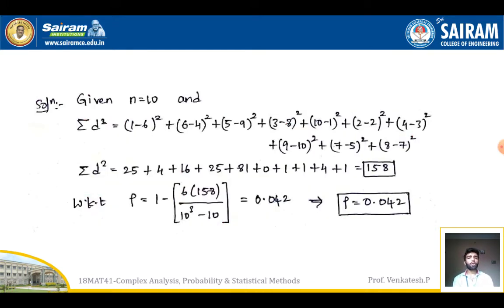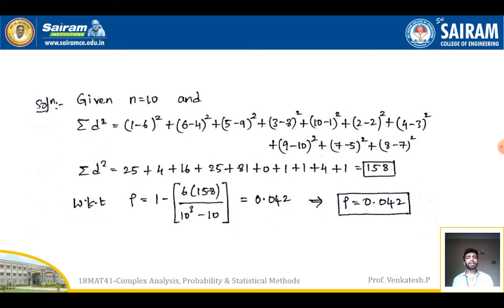Given n is equal to 10, and summation di square is found by taking the difference between each pair of values and squaring it. 1 minus 6 whole square plus 6 minus 4 whole square plus 5 minus 9 whole square plus 3 minus 8 whole square plus 10 minus 1 whole square plus 2 minus 2 whole square plus 4 minus 3 whole square plus 9 minus 10 whole square plus 7 minus 5 whole square plus 8 minus 7 whole square. So summation d square is equal to 25 plus 4 plus 16 plus 25 plus 81 plus 0 plus 1 plus 1 plus 4 plus 1. I get 158 as the value of summation d square.